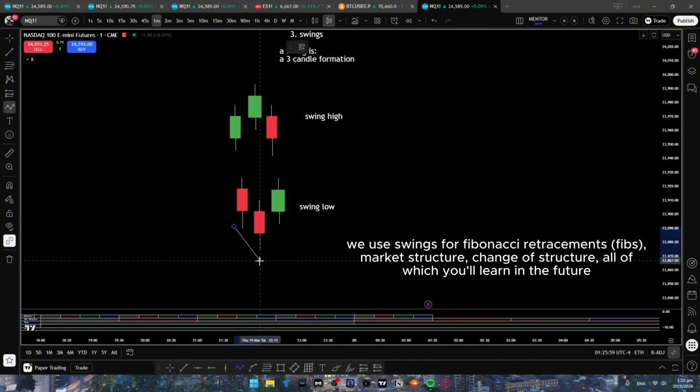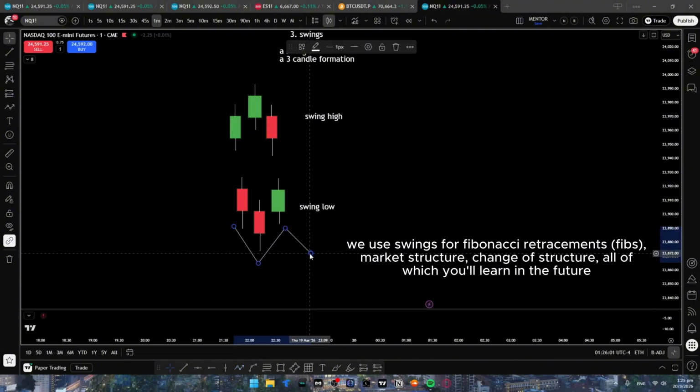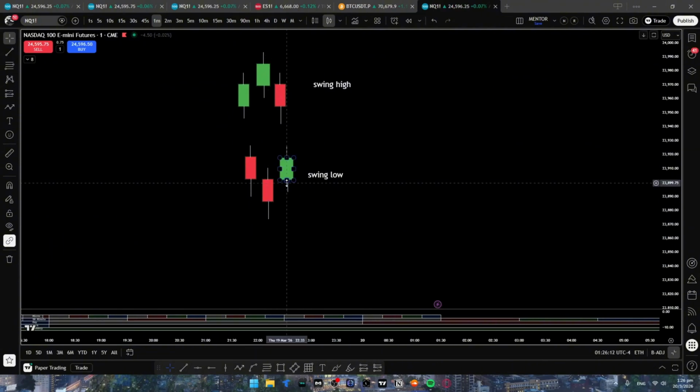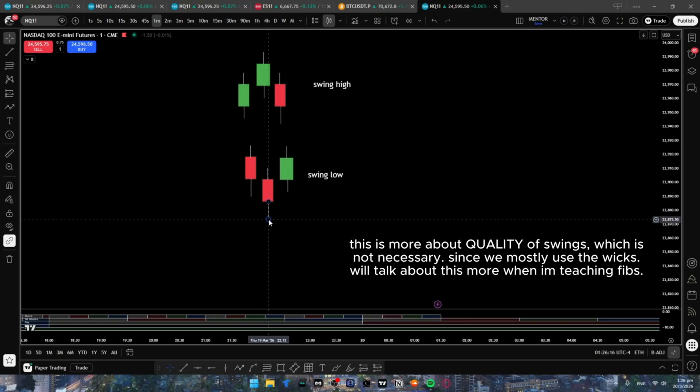So you just add in a swing when it's a three candle formation, and it has to be like this. This is a swing low, and that's a swing high. Very simple. Now there are instances where you only look at the bodies and where you look at the wicks only, because sometimes this may happen.